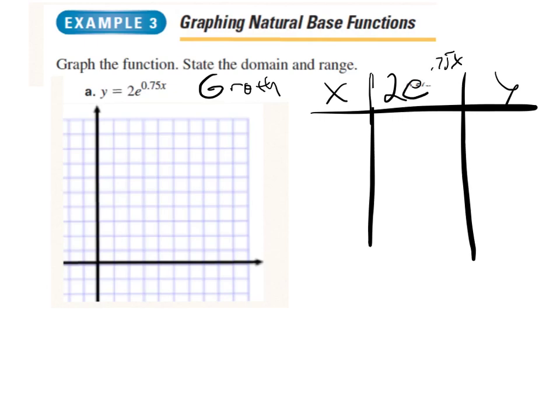So 0, 1, 2, e to the 0.75 times 0. Then we end up with 0.75 times 0 is 0, so e to the 0 is 1. So 1 times 2 is 2. Then we get 2 times e to the 0.75 times 1. So e to the 0.75, this is where we get our calculator out.